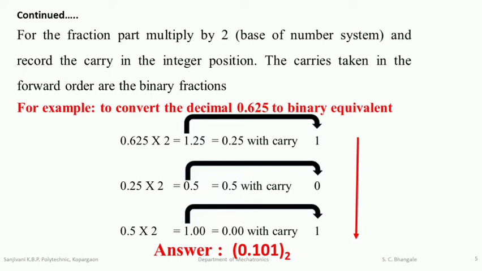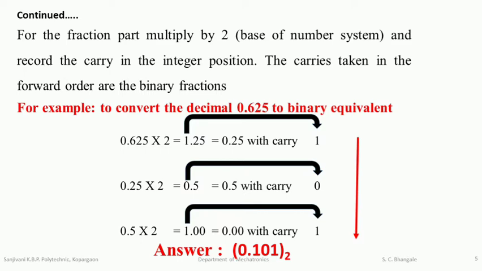To understand this, consider one example. The given fractional decimal number is 0.625. So we have to convert this into the equivalent binary number. So multiply it by 2. If we multiply 0.625 by 2, the answer will come 1.25. So consider this 1 as a carry, and now 0.25, this is the fractional part, multiplied by 2.